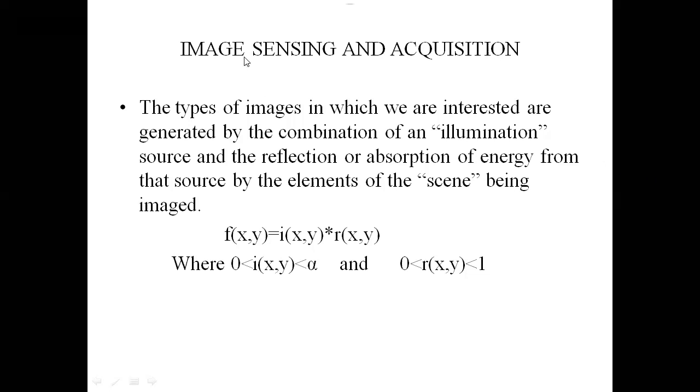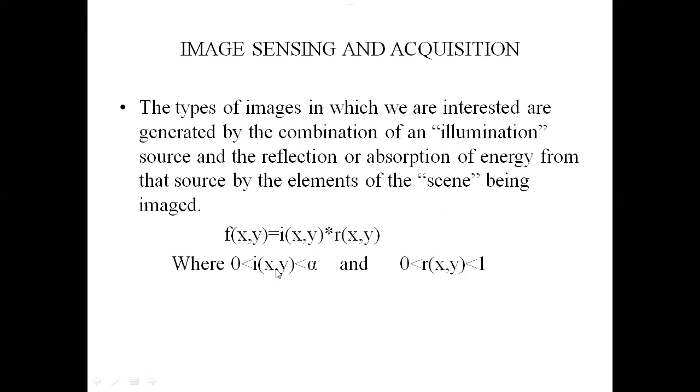In image sensing and acquisition, the types of images in which we are interested are generated by the combination of an illumination source and the reflection or absorption of energy from that source by the elements of the scene being imaged. Here the image is represented as a function of the spatial coordinates, f of x comma y, equal to i of x comma y times r of x comma y.